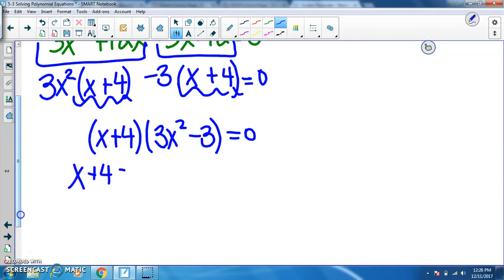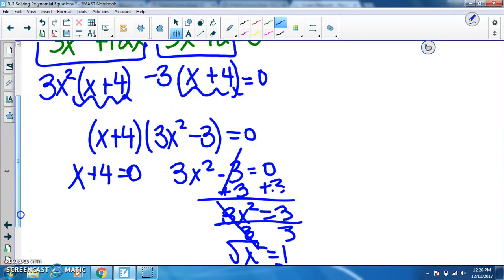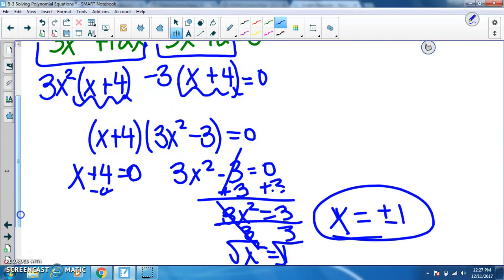So x plus 4 equals 0. 3x squared minus 3 equals 0. I'm solving for x. X is equal to the square root of 1, which is plus or minus 1. Subtract 4. And x is equal to negative 4.